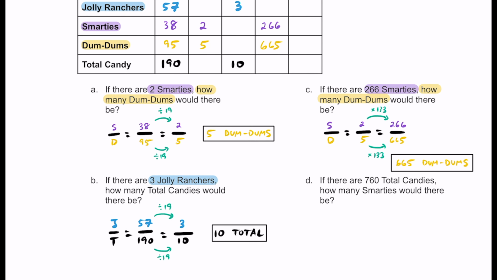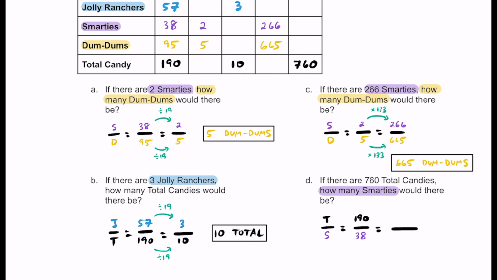All right, last one here. Let's see for part D. If we have 760 total candies, I'm going to put 760 in this bottom row here where the total candies go. The question is how many Smarties would there be? So I'm going to put a ratio here of the total candies to Smarties. So I'll go from T to S here. And so let's see, the total candies we knew was 190 and Smarties was 38. So I'll put 190 on top and I'll put 38 on bottom here. Okay, that's our original ratio.